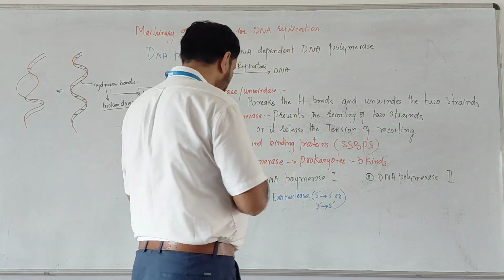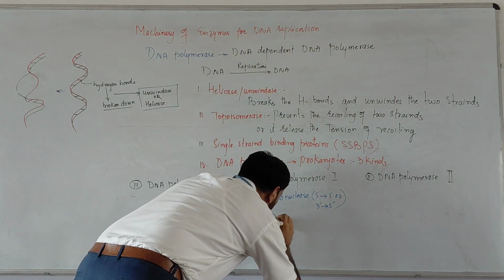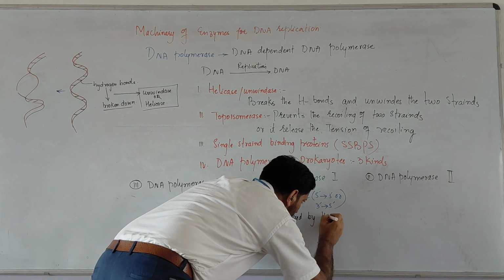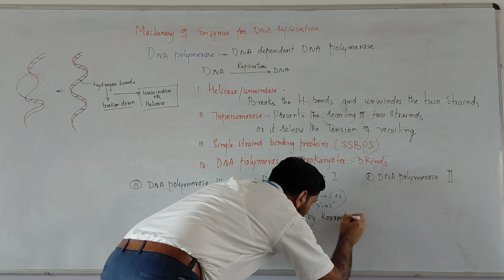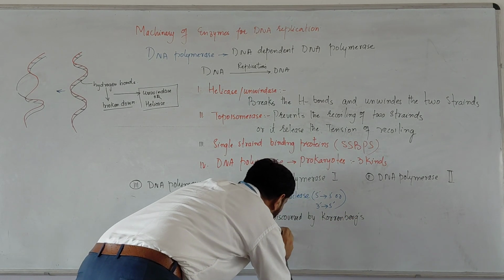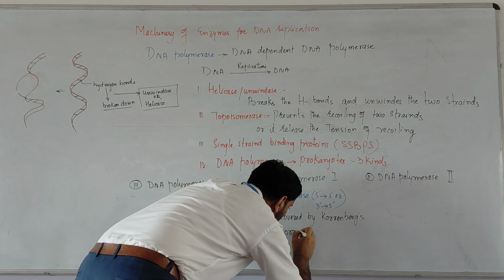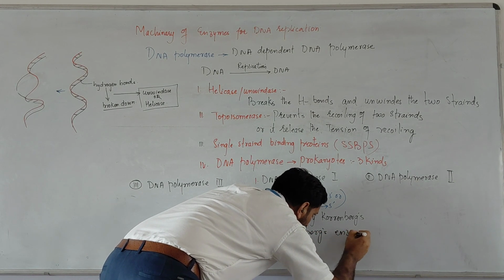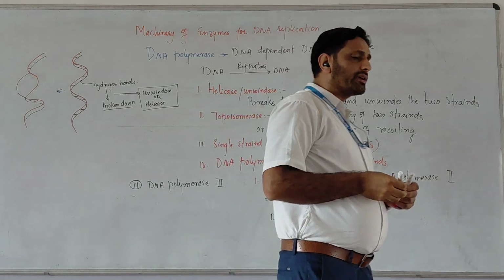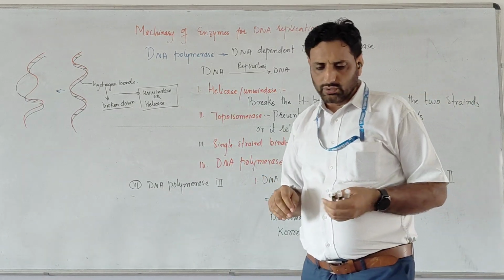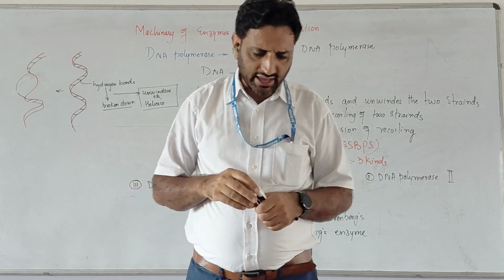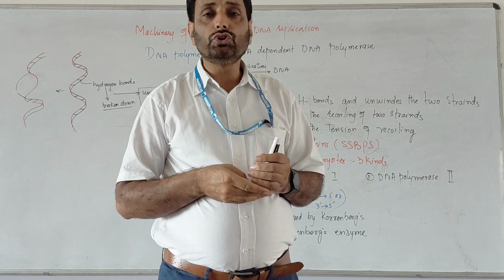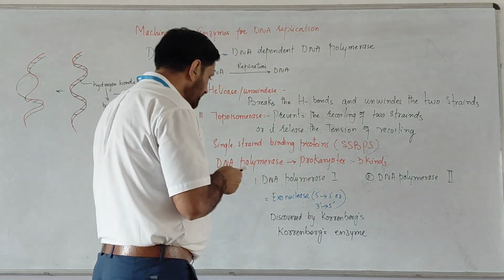Most important thing, it was discovered by Kornberg, so it is also known as Kornberg's enzyme. With the help of this enzyme, Kornberg synthesized the DNA molecule. Then another function of DNA polymerase 1 is that it can be used to remove primers.